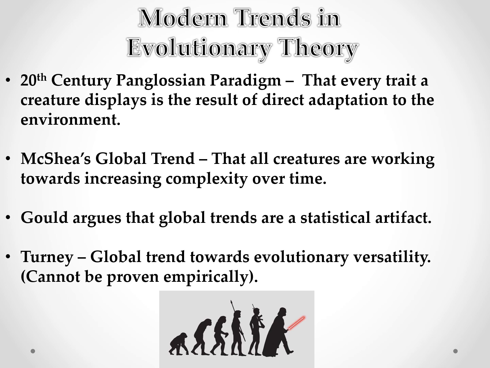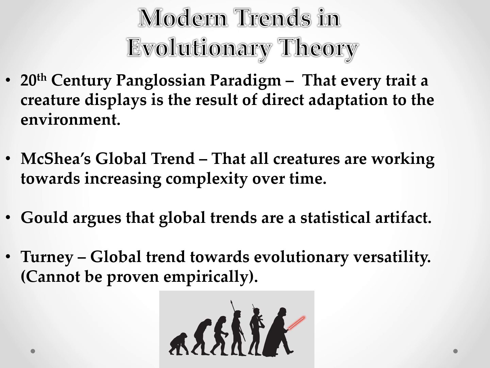A good example is your chin, right? The human chin serves no functional purpose, right? It doesn't support us. It doesn't do anything for us. But it is where the growth plates in your jaw meet. We have McShea's global trend that all creatures are working towards increasing complexity over time, which is actually not true. We see creatures that have actually lost a fair degree of complex traits over time.